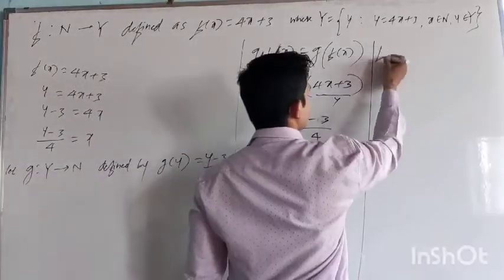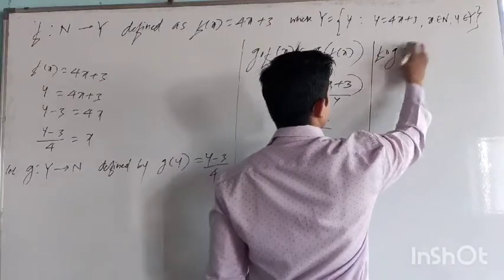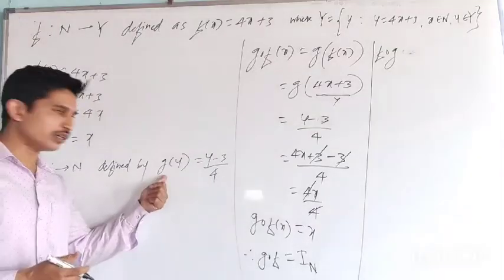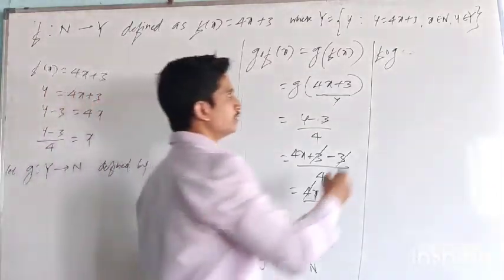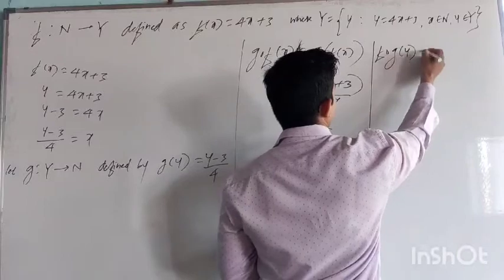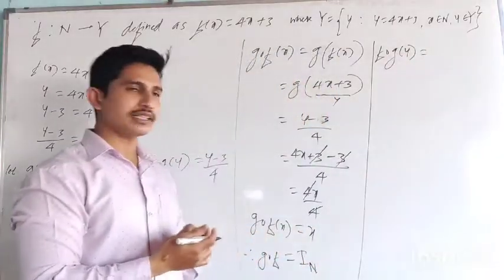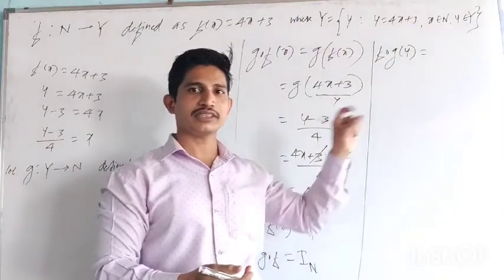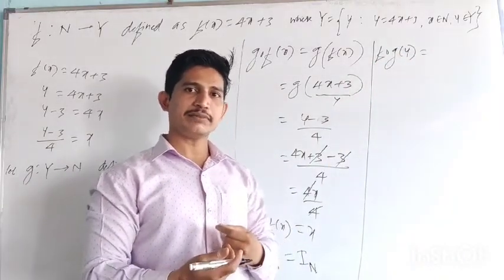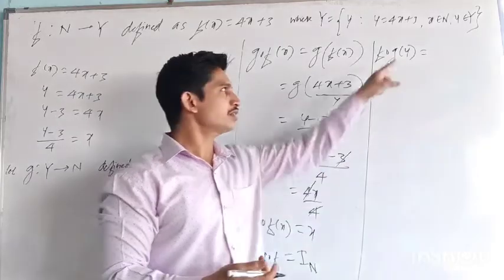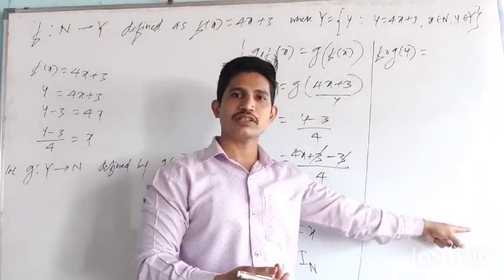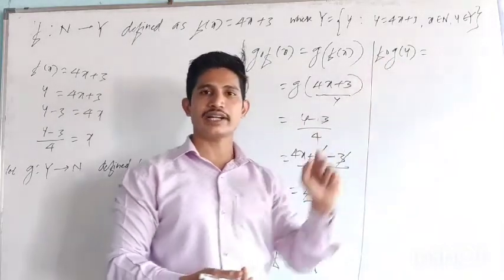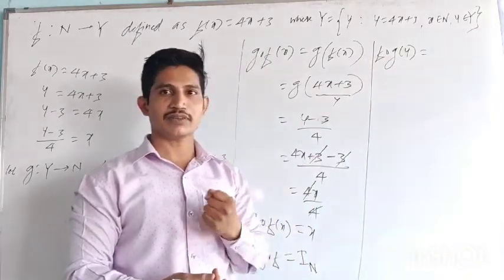Now I will do f composition g. For g, which variable is there? For g there is a y variable, so write y here. Now see once again: f of g of y is there, and we are proving that the function is the identity function. Identity means the answer must come the same. If y is there, the answer must come y. If the answer is coming y, then this function is called the identity function.